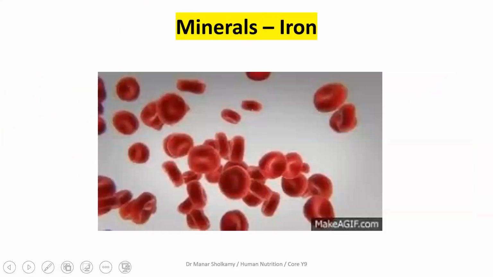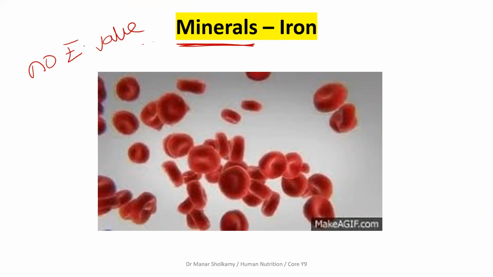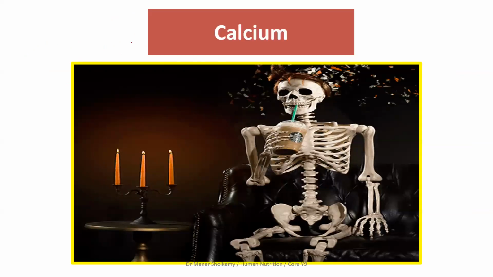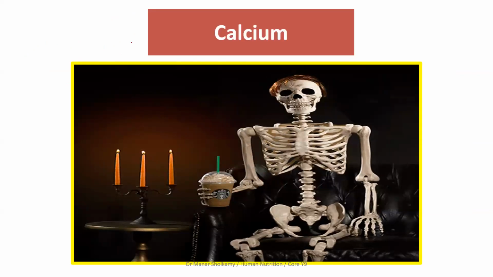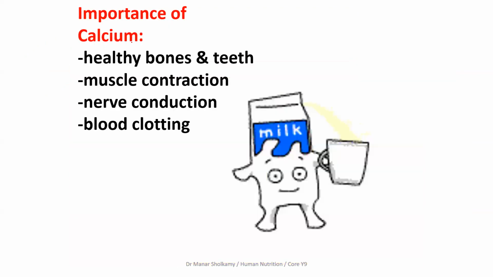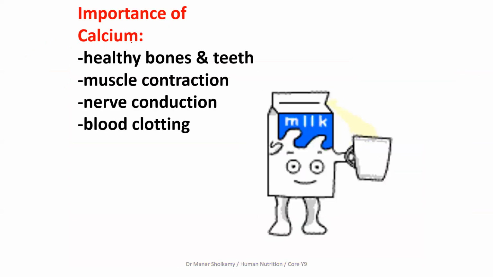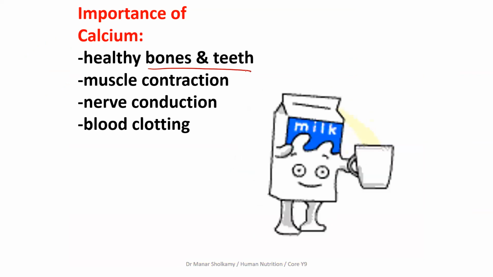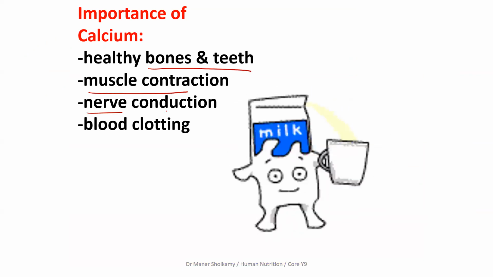Okay. So we talked about the minerals, we talked about the vitamins. Keep in mind that minerals and vitamins have no energy value. In other words, they don't give you energy. They have to be in your diet in small amounts because they are important, but they give you no energy value. We talked about calcium. Any questions about calcium? We said calcium is important for bones and teeth, for muscle contraction, for the conduction of messages, for blood clotting.